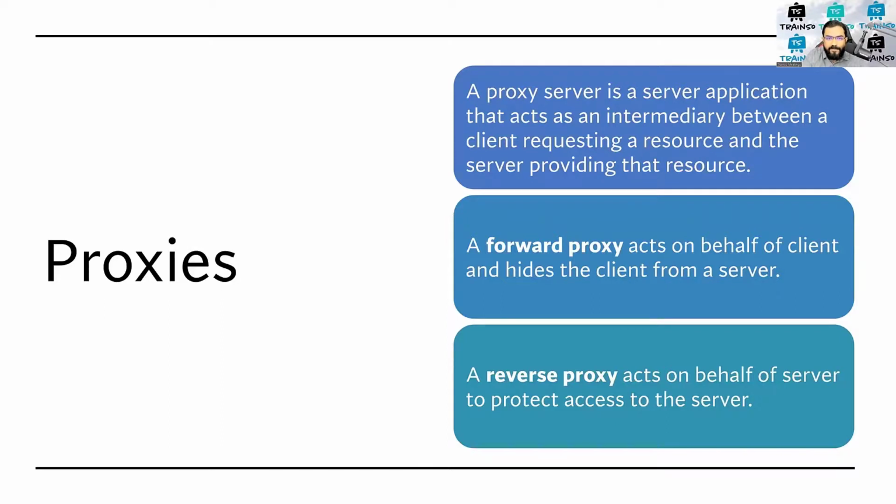How many of you have tried watching movies from other countries through VPNs and all? Even if I have a subscription from the US on any platform, I will not be able to watch it from India. But many people have overcome it through VPNs, where the server will see that I'm coming from the US only, but actually I'm coming through a proxy. I send my request to the proxy, and the proxy sends the request to the server. So in the case of a forward proxy, the proxy acts on behalf of the client.